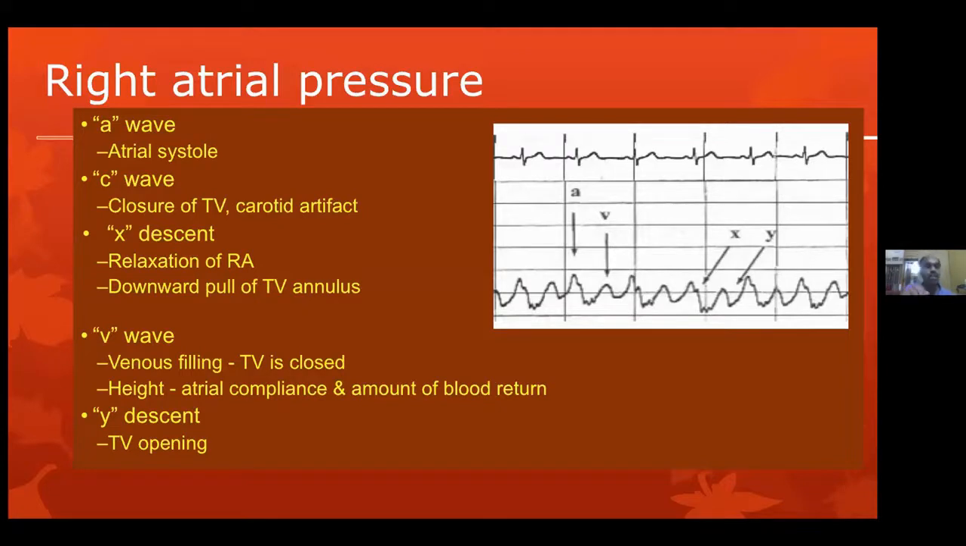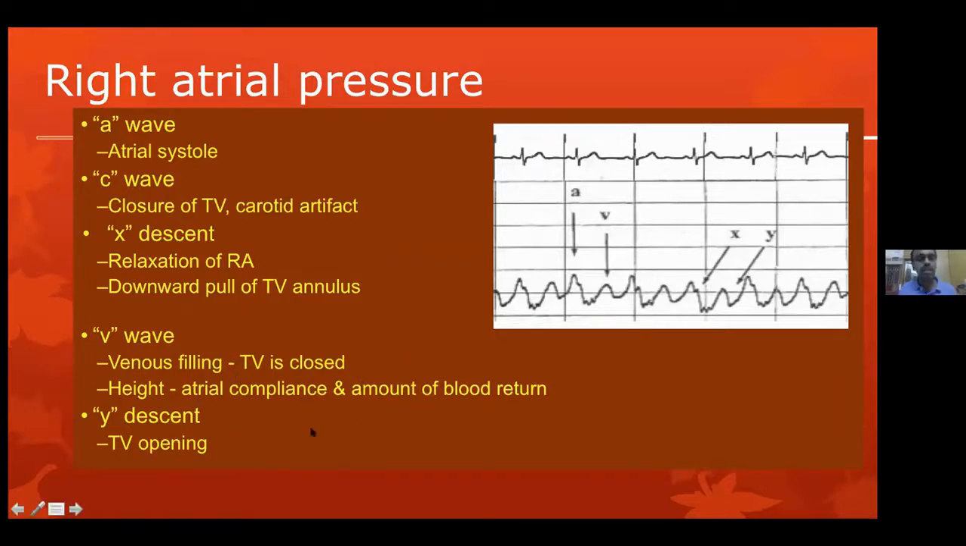Okay. The V wave, there is a progressive venous filling. So it is a long wave. And then Y descent, suddenly when the tricuspid valve and the mitral valve open, there is a steep drop in the atrial pressure, and that is Y descent. We need to understand this very, very carefully.